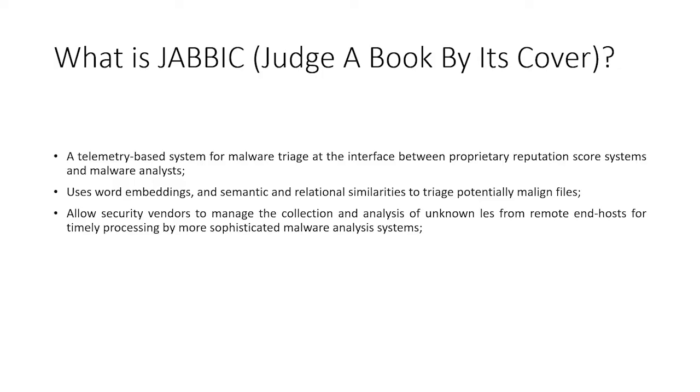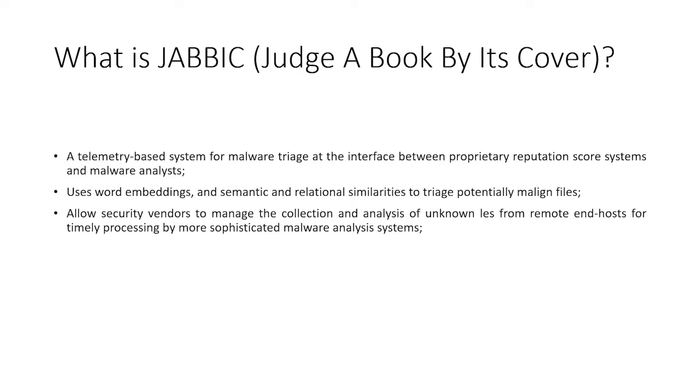In this paper, we propose Jabbic lookups, which is a telemetry-based system for malware triage at the interface between proprietary reputation score systems and malware analysts. Jabbic uses file download telemetry collected from client protection solutions installed on end hosts to determine the threat level of an unknown file based on telemetry data associated with files already known to be malign.